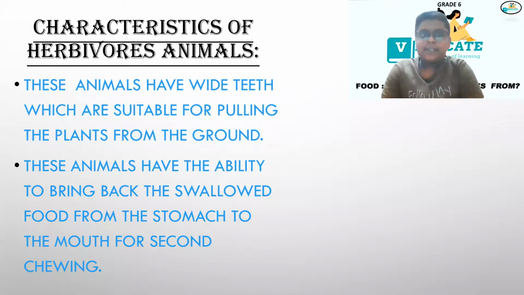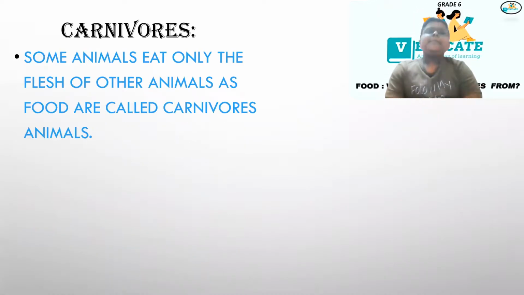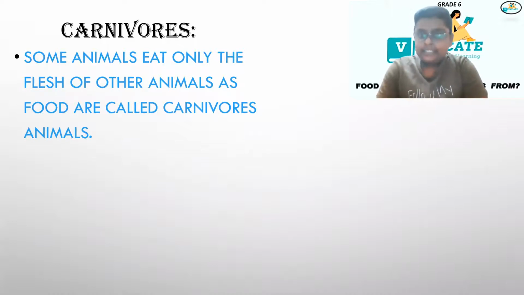Let's go to the next one. The next type of animal is carnivorous. Let's see what carnivorous is. Some animals eat only the flesh of other animals as food and are called carnivorous animals, because their features are like that.